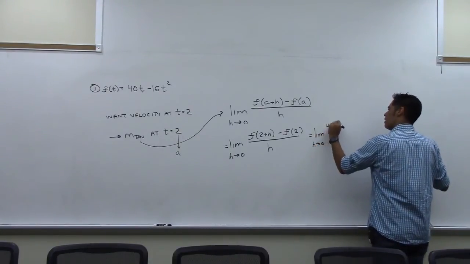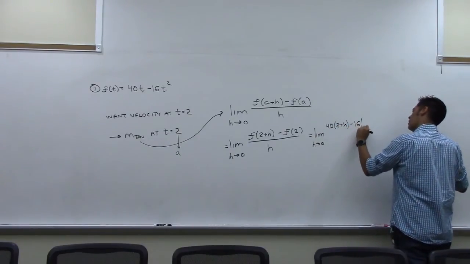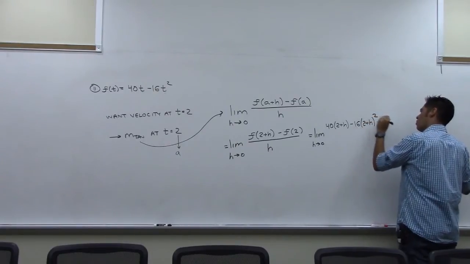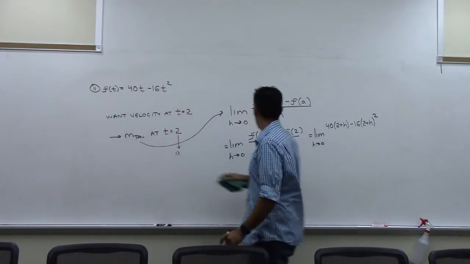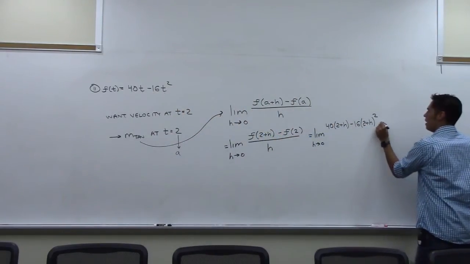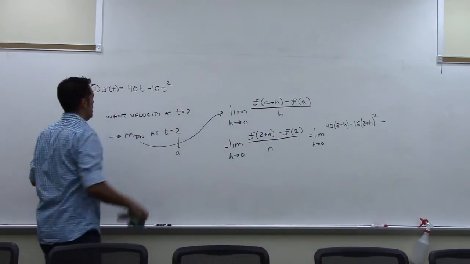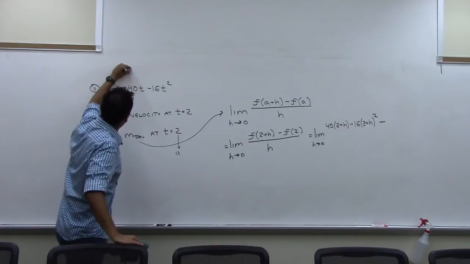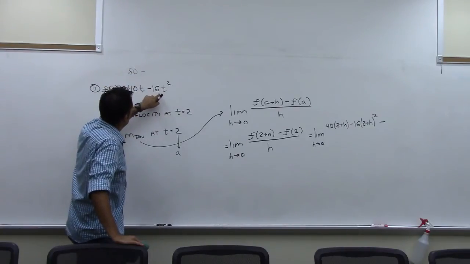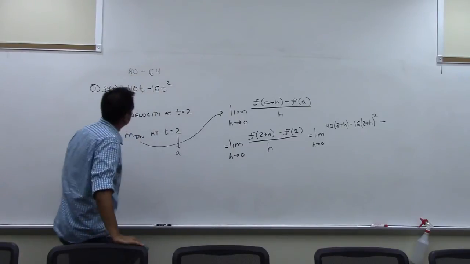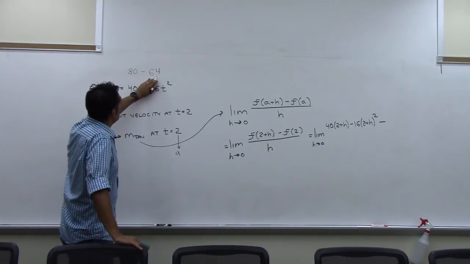40 times 2 plus h minus 16 times 2 plus h squared. That's what we get when we plug 2 plus h into this function. Now I subtract from that f of 2. So let me plug 2 in here and see what we get. I'm just going to write it up here. 40 times 2 is 80, minus 2 squared is 4, 16 times 4 is 64. And then when you subtract these two, you get 16.